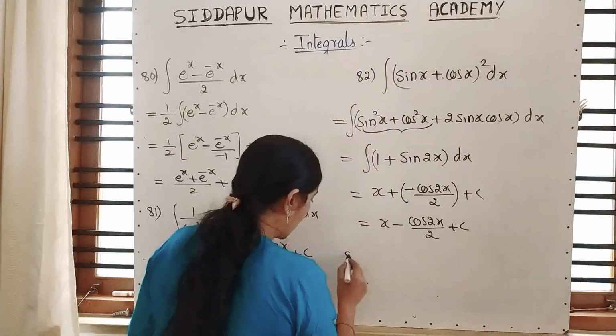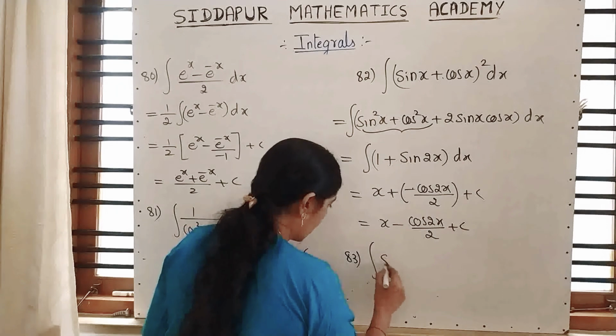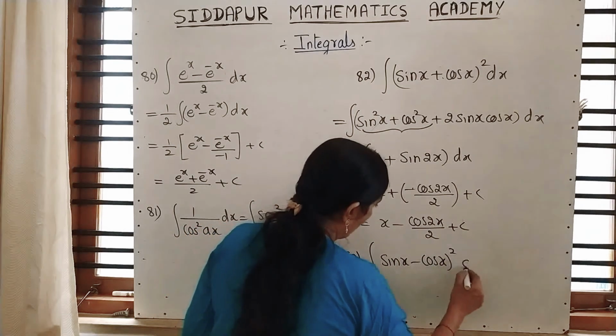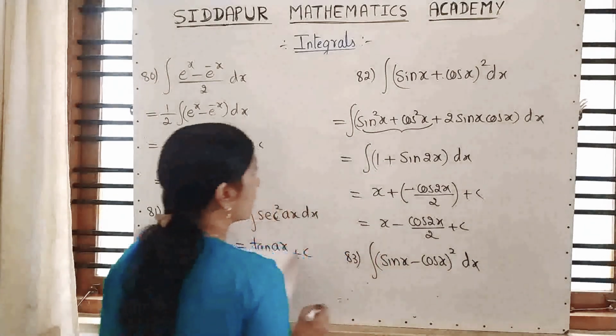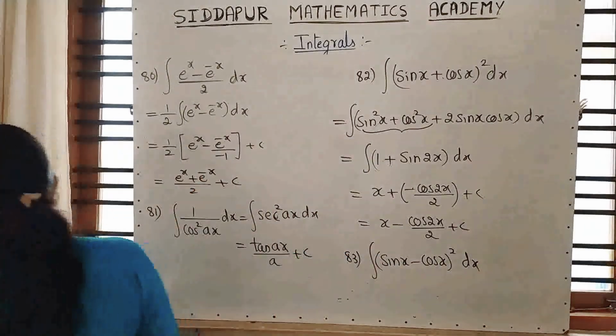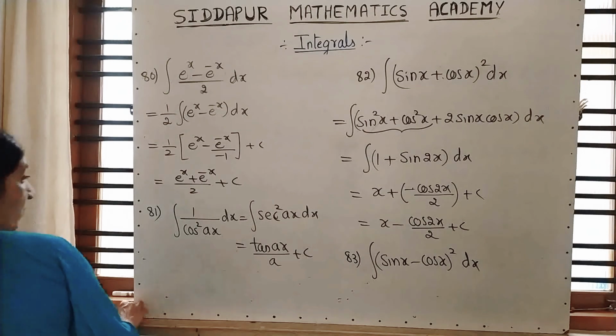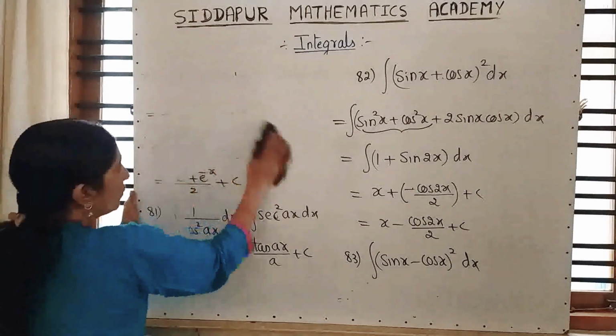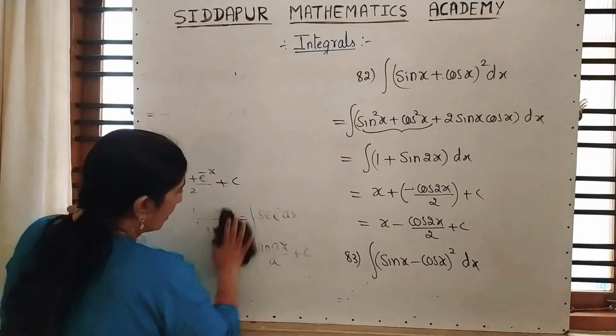And one question I will give as homework, that is sin x minus cos x whole square. The only difference is the minus in between them. Don't worry about it. You will solve it because the only change is minus. Moving to the next question, that is question number 84.